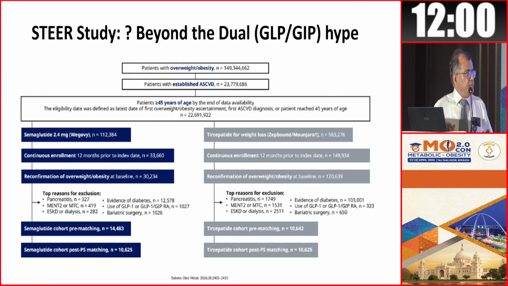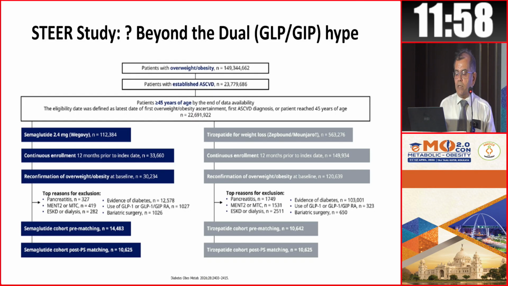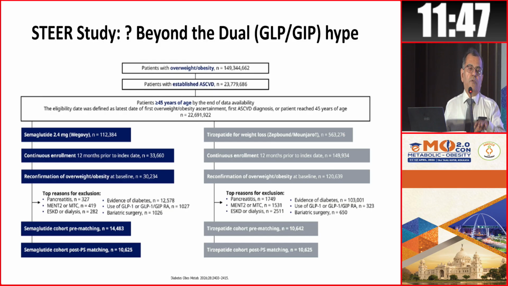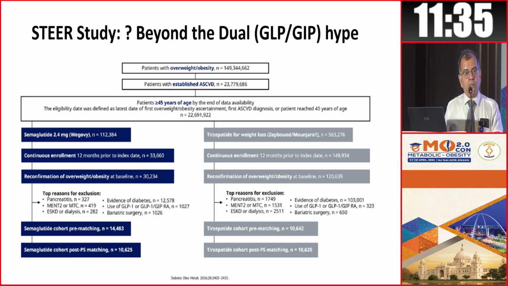The STEER study, this was the one that I was talking about. So that is beyond the dual GLP-GIP hype. What we know so far, the SURMOUNT studies have all shown that tirzepatide is superior to semaglutide so far as weight reduction is concerned, so far as glycemic control is concerned. What tirzepatide lacks so far is the cardiovascular outcome data in a head-to-head comparison with semaglutide. So this was a real-world study.